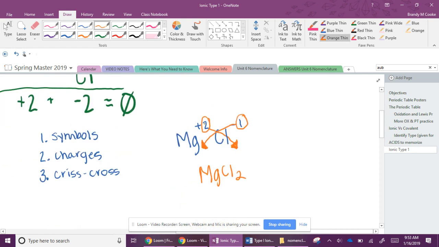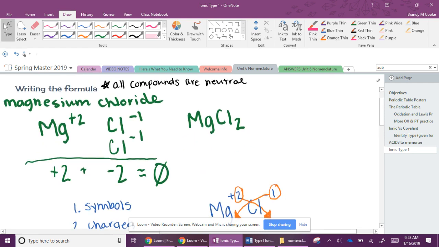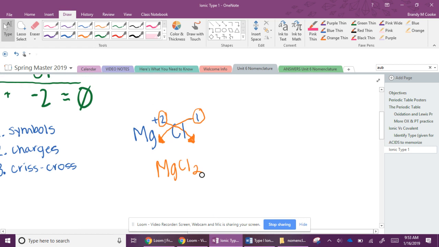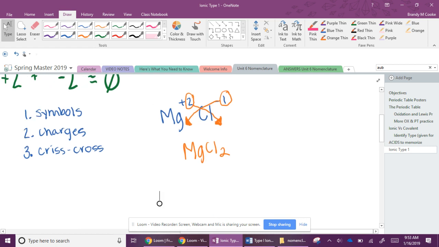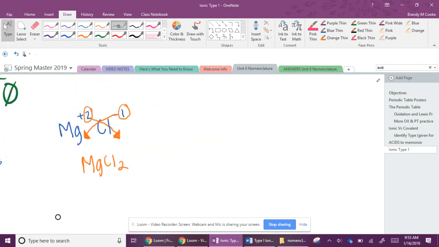Now, it's not like this charge comes down and becomes chlorine's charge. No. This is the math. This here in green, this is just a trick, a shortcut, and it works every single time. So let's take a look at another one.